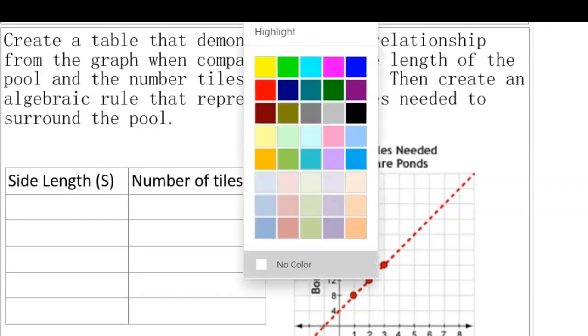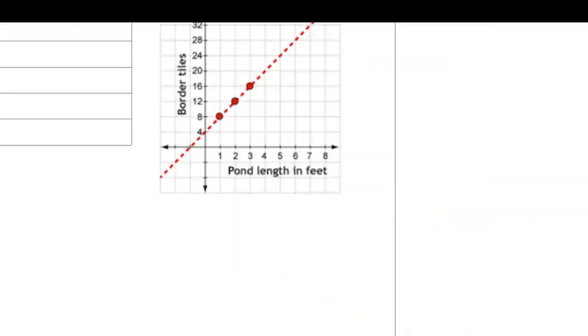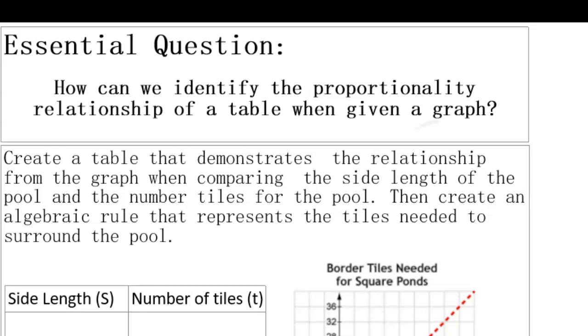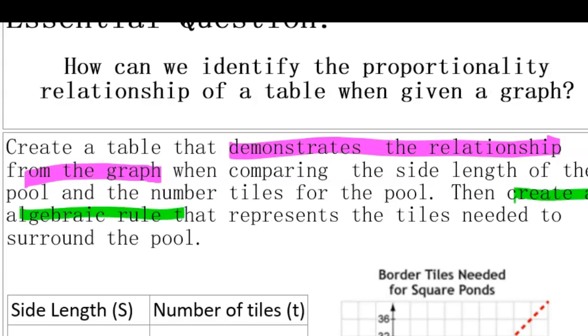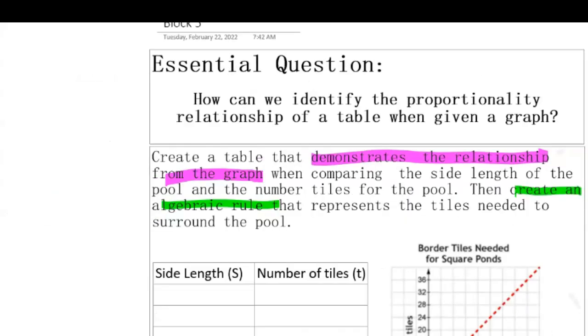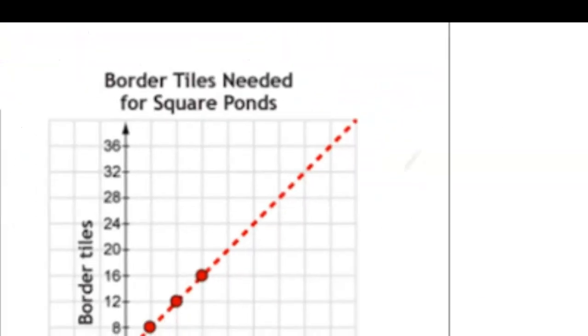So for starters, go ahead and identify any important information. We have to demonstrate the relationship from the graph and basically what it means for the table, but it's just saying it in other words. And then we will create an algebraic rule. Okay, so let's take a look at the first one.